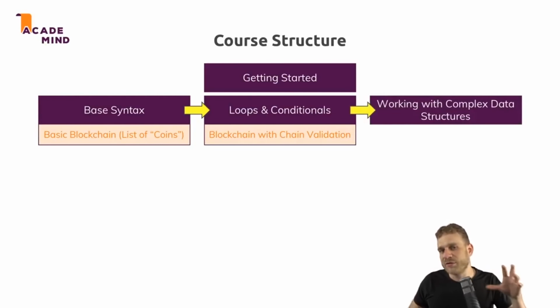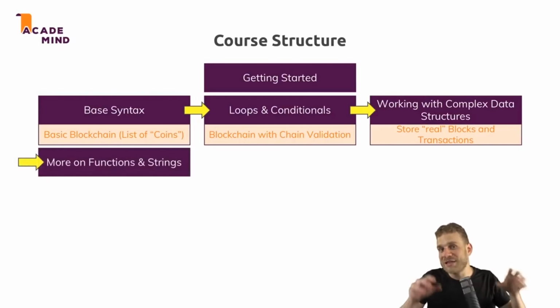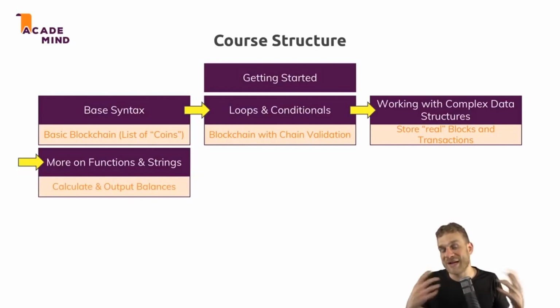Thereafter, we'll start working with more complex data structures because thus far we'll only have had a look at numbers, text, true and false, so-called booleans, and lists. Now we'll get into more complex data structures, which will then also allow us to work with real blocks and transactions, which is more than just a number. We'll dive deeper into built-in functions, so functions Python ships with, as well as text, so-called strings, and we'll be able to then calculate and output the balances of the different users of our blockchain.